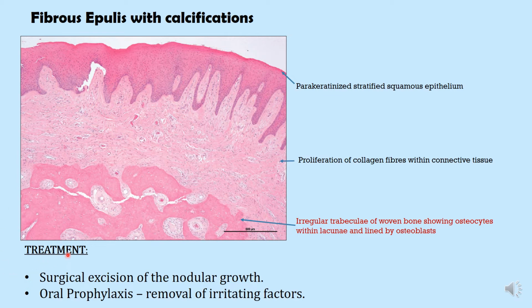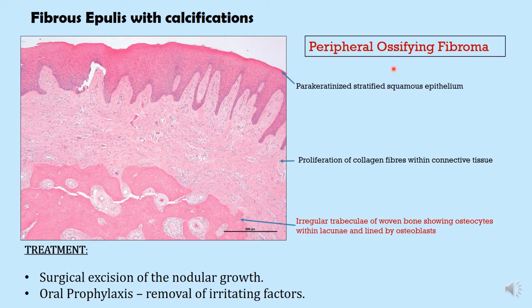Now the treatment for these lesions is surgical excision of the growth and oral prophylaxis. Oral prophylaxis is very important because the etiology for most of these lesions is calculus and plaque. Unless we remove the calculus and plaque, these lesions will recur. So to achieve a good prognosis, it's very important to excise the lesion, and before excising the lesion, you actually do oral prophylaxis. So that's the other term called peripheral ossifying fibroma.